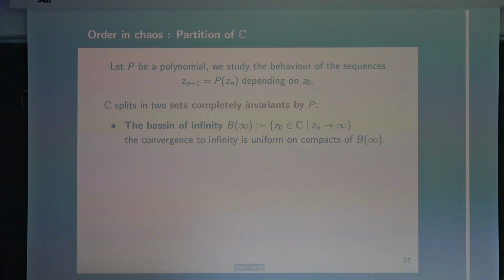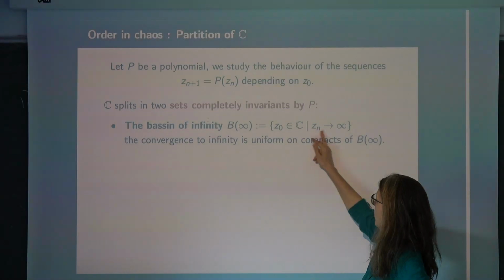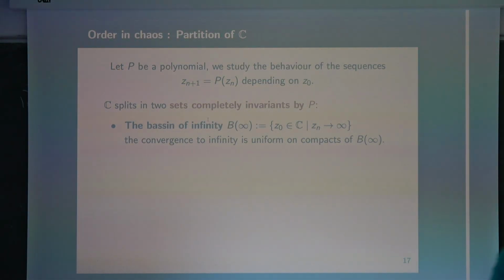So this is the work of Fatou and Julia. They separate the plane into 2 sets, which are completely invariant by P, not just included but equal. The basin of infinity is the set of z naught such that the sequence goes to infinity, and the convergence to infinity is uniform on compact sets of this basin.